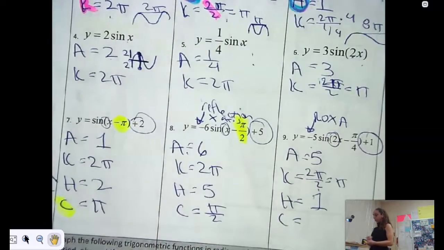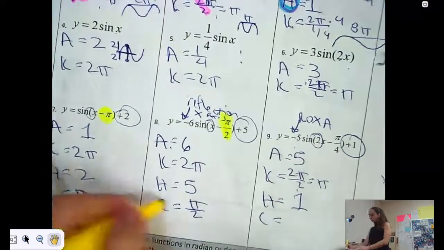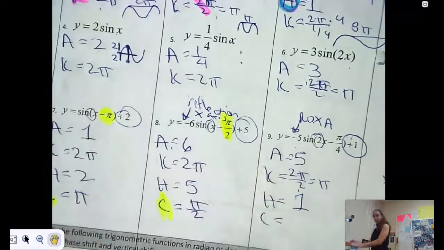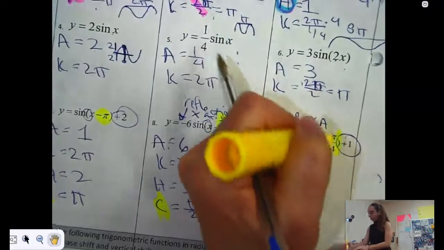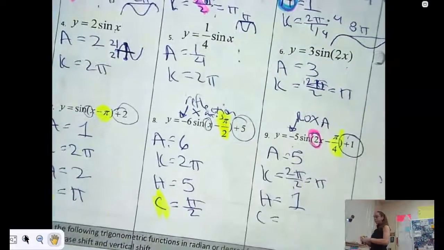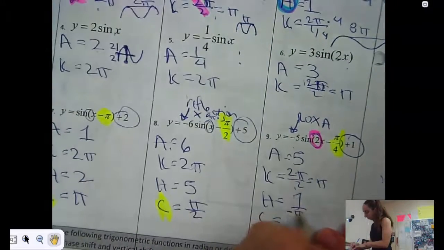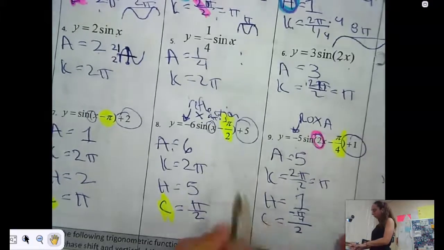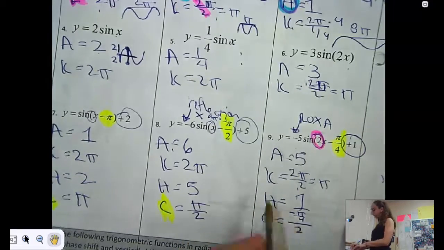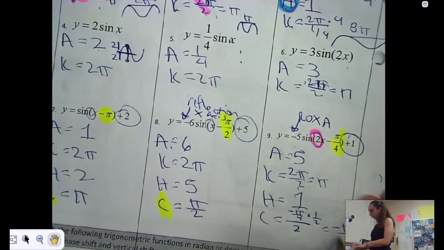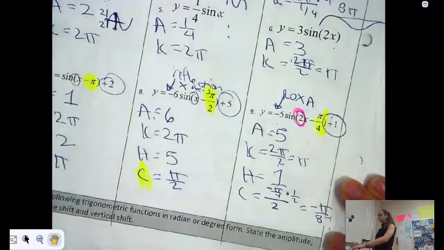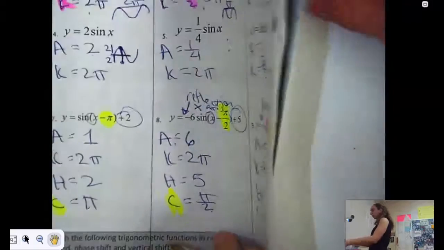Pi over 2. Now what makes this one a little bit different here is because you have a period that's not 2 pi, you have to do this divided by this. Negative pi over 4 divided by 2. Dividing by 2 is the same thing as multiplying by 1/2, which is negative pi over 8. And some of you go, what? I don't understand why we're doing that.